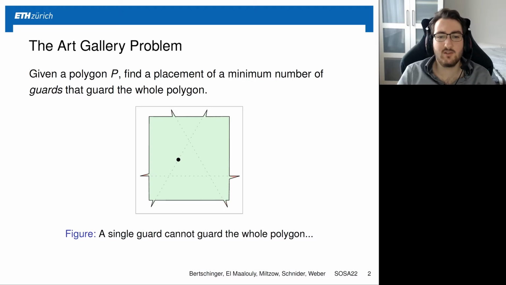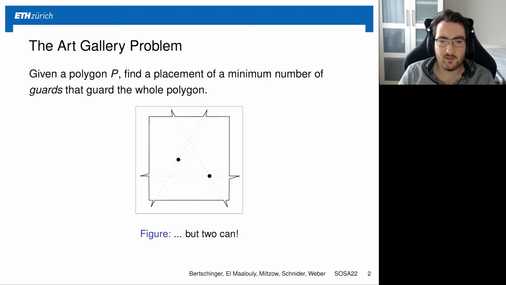And here we can also see that for this polygon here, a single guard does not suffice. So there is no single point of this polygon from which every part of the polygon is visible. But we can also see that two guards can together guard the whole polygon. So an optimal solution for this art gallery problem here would be any assignment of two such points that together guard the whole polygon.